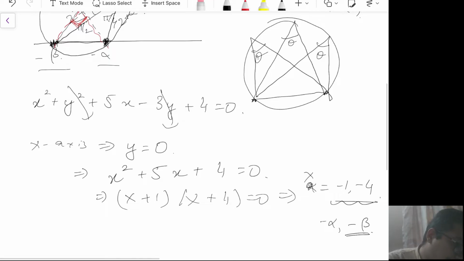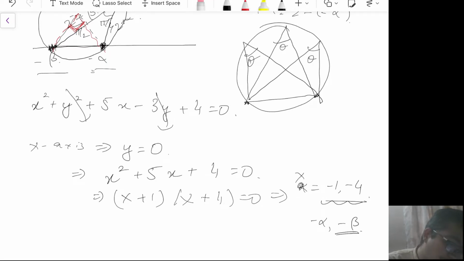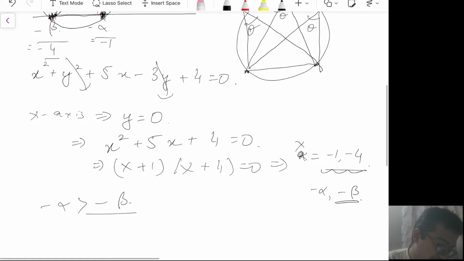So basically I know that now minus alpha can be minus 1 and minus beta should be minus 4, right? Because we know that minus alpha should lie to the right of minus beta. That's why it's making a positive angle. So therefore we have minus alpha is minus 1 and minus beta is minus 4, right? So basically alpha is 1 and beta is 4. So we have solved for alpha and beta.